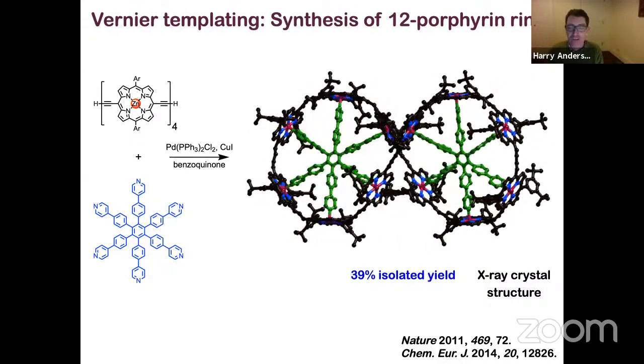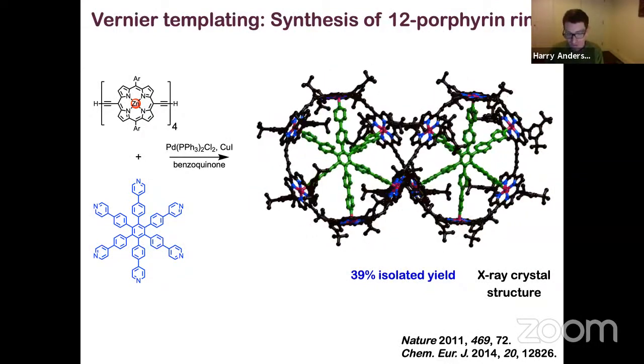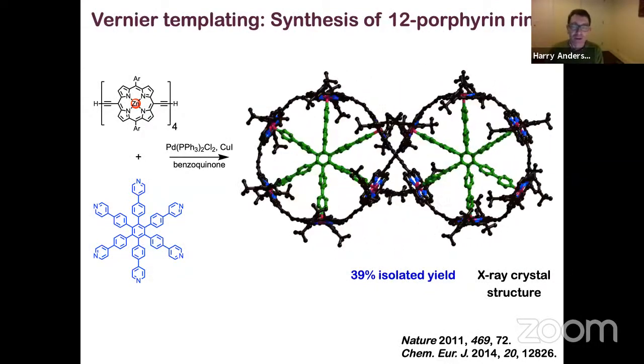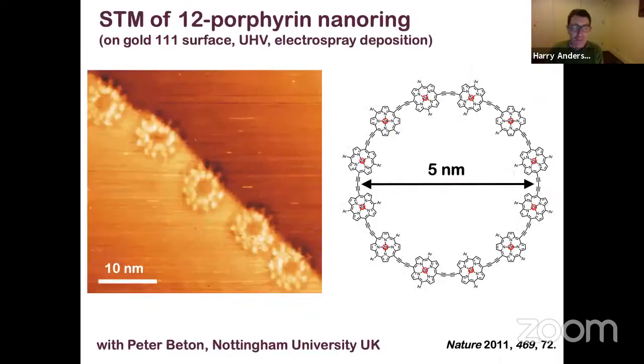And we can characterize it by all the normal techniques like NMR and mass spectrometry, but we can also image it by STM on a gold surface after removing the template. So these are pictures of those 12 porphyrin nanorings lined up along a step edge on a gold surface. So you can count 12 porphyrin units around that ring.